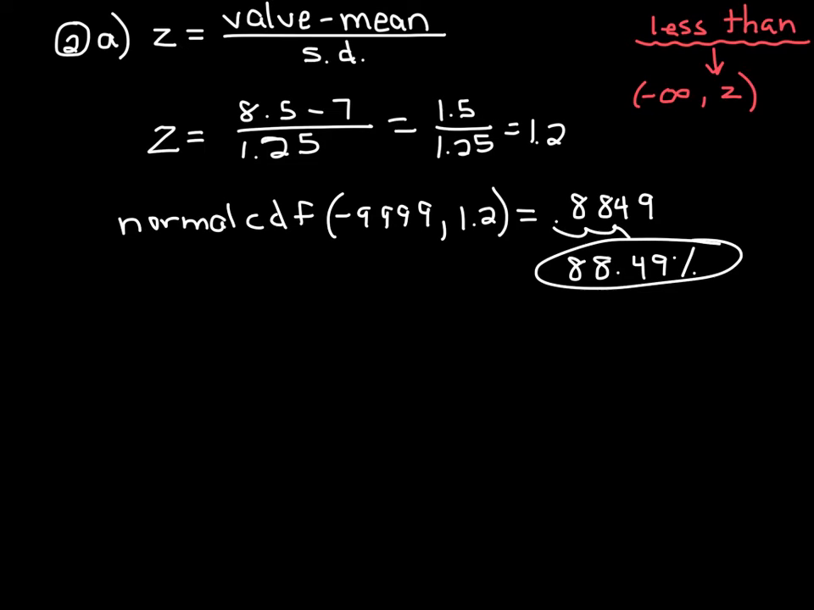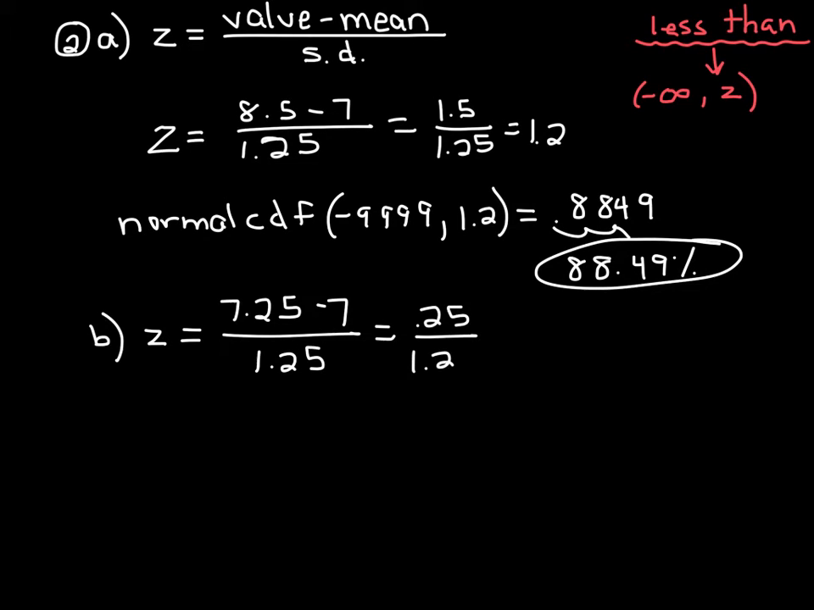All right, so now letter B kind of wants us to do the same thing, but it says if your math teacher slept 7.25 hours, what percent of the students in the survey slept more than the teacher? Okay, so first thing we're going to do is find the z-score again. This time, the value is going to be 7.25 because that's the time that the teacher slept. The mean is still going to be 7. And the standard deviation is still going to be 1.25. So when we simplify this fraction, it gives us 0.25 over 1.25, which does simplify to 0.2.